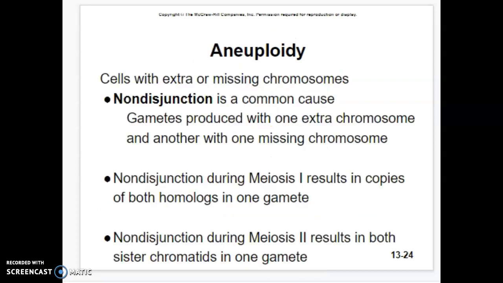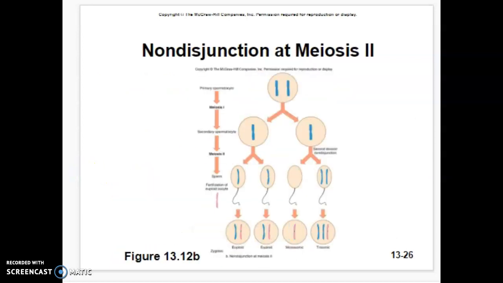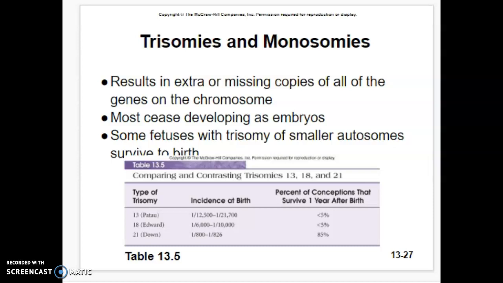However, we can survive if we just have one of something. That's called aneuploidy, which is caused by non-disjunction. Basically, when the chromosomes are pulled apart, one cell is going to end up with an extra chromosome. The other cell is going to be missing one of those chromosomes. And there are slides on how that happens. We do have a few trisomies and monosomies that are survivable.